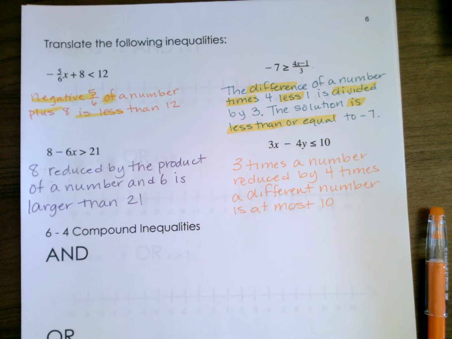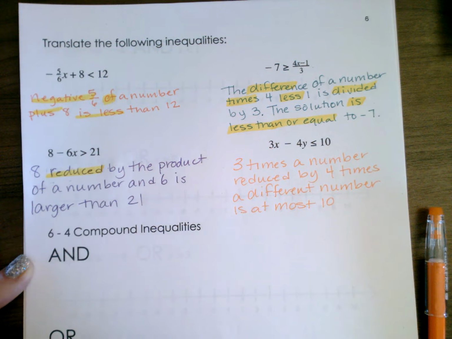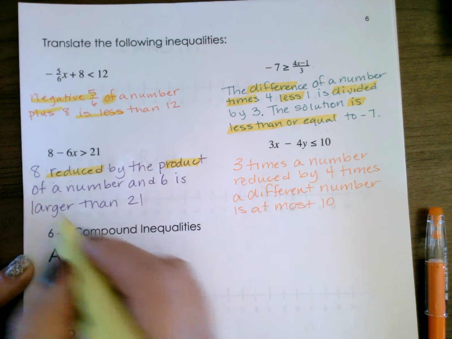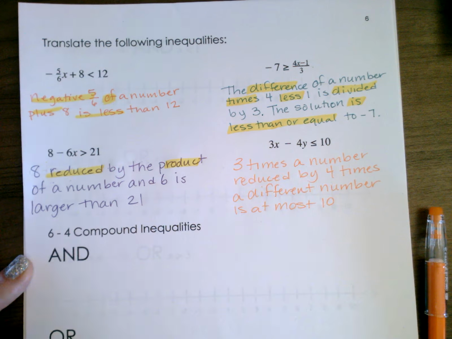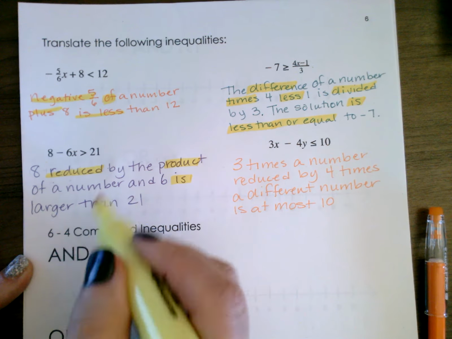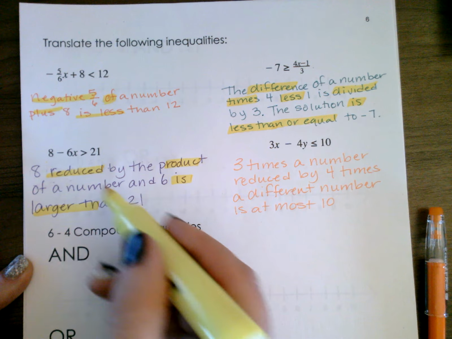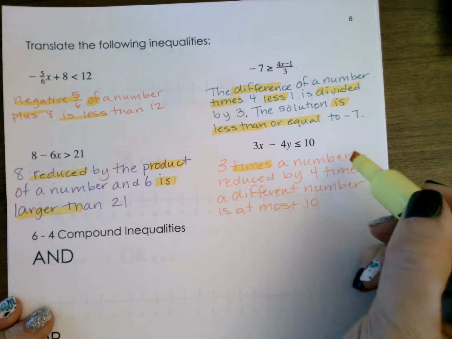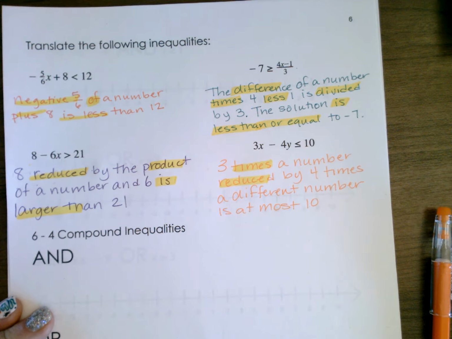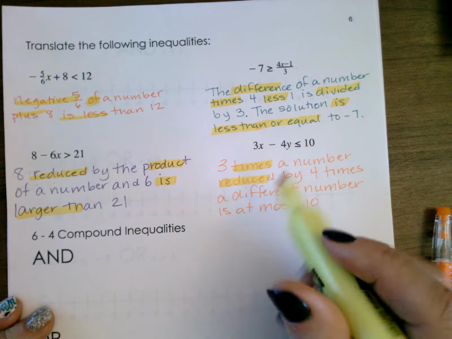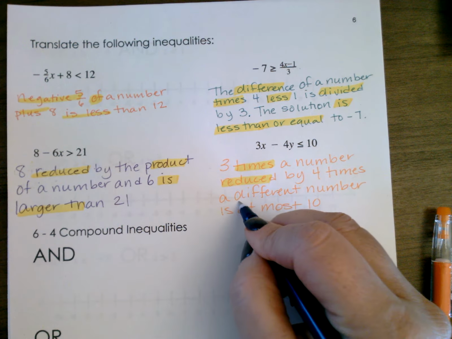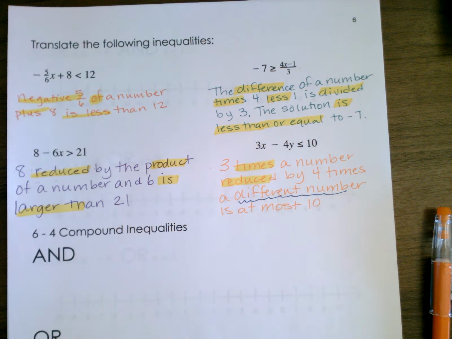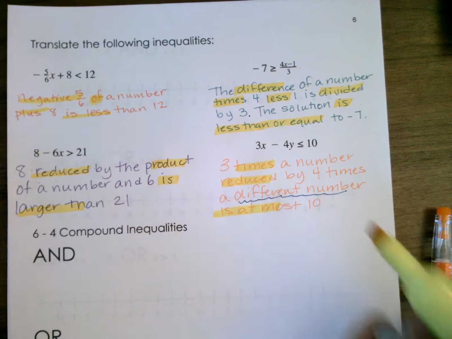So 8, I got reduced, means subtraction by the product of a number and 6, so 8 minus 6x. Oh, I have the verb is larger than 21, so that would get me greater than. Okay, 3 times a number reduced, gets me subtraction, by 4 times a different number. So I didn't want to use x again, so I had to include the words different number to get a different variable. Is the verb at most 10, so I knew it had to be less than or equal to.